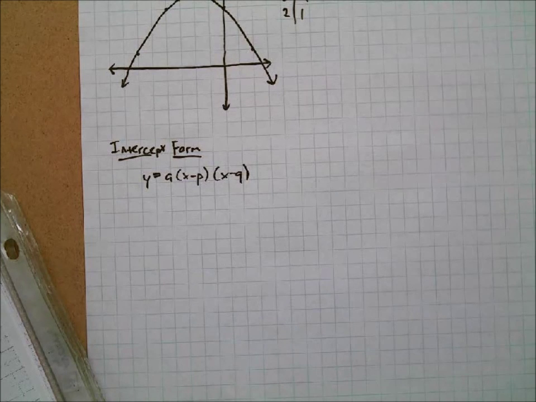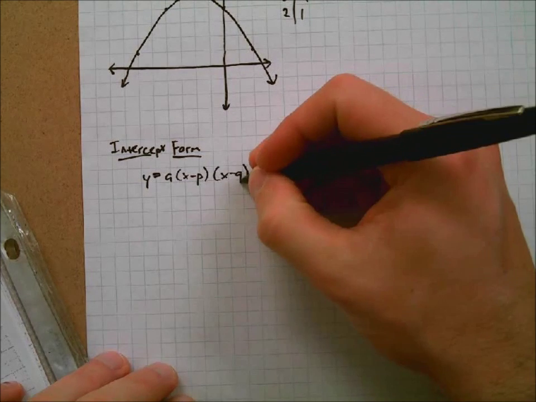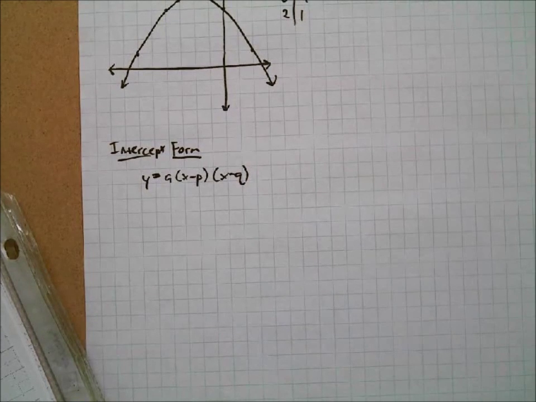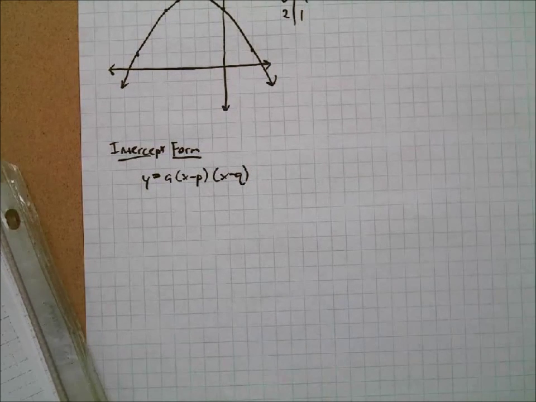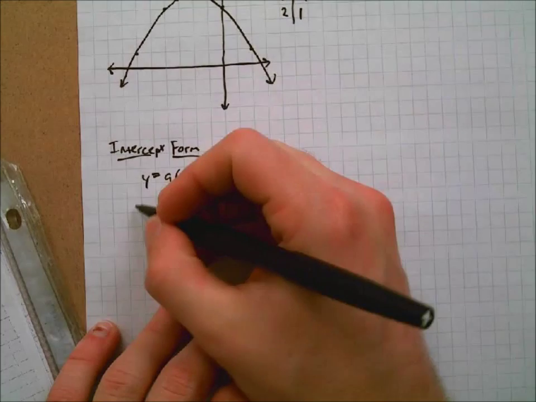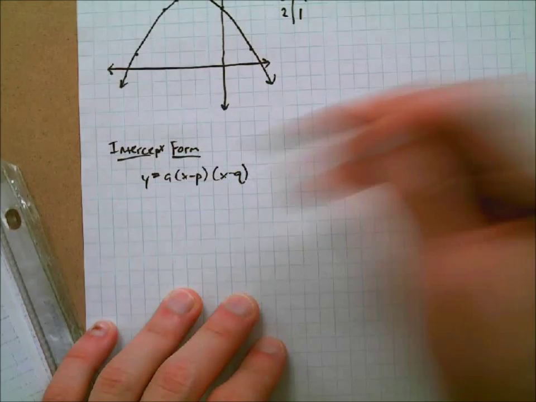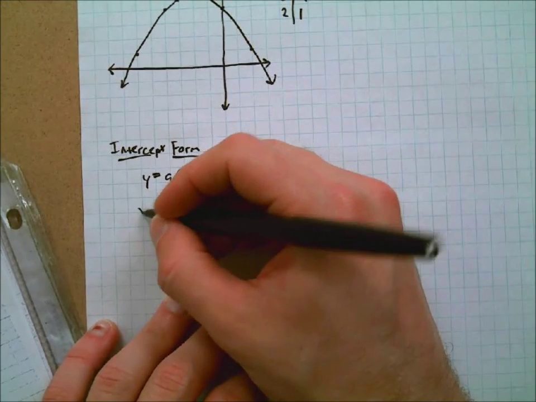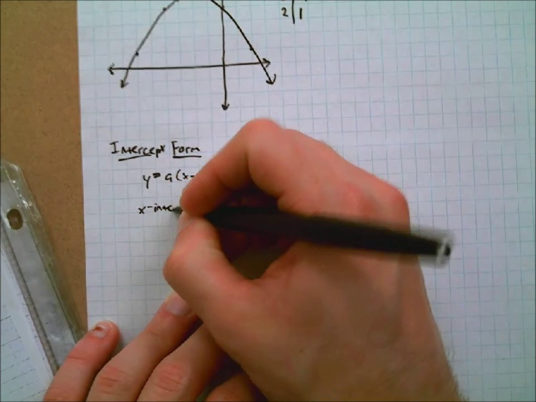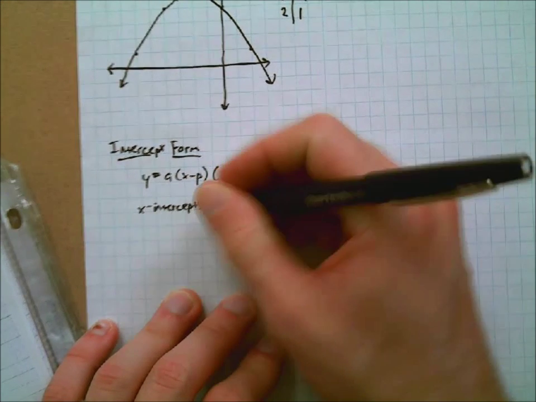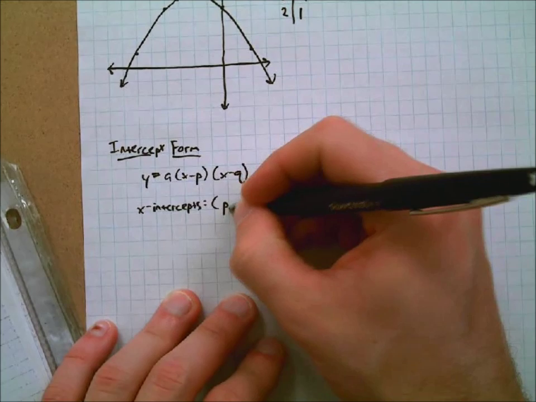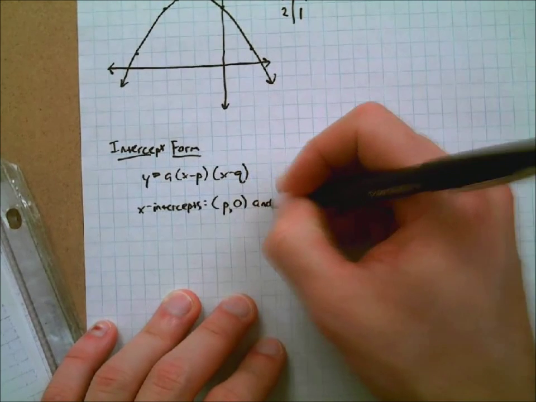It's supposed to be a q. There we go. Now it's more Q-like. Okay, so in this case, this is the factored version, so we have the x-intercepts, or the zeros, we'll say, which are (p, 0) and (q, 0).